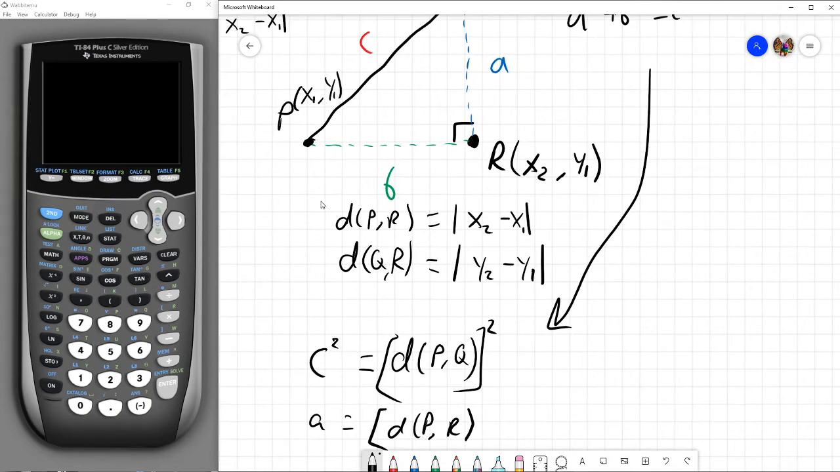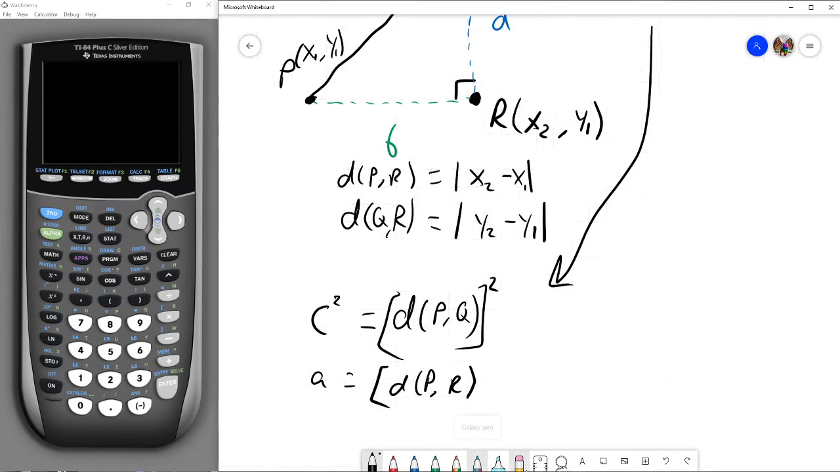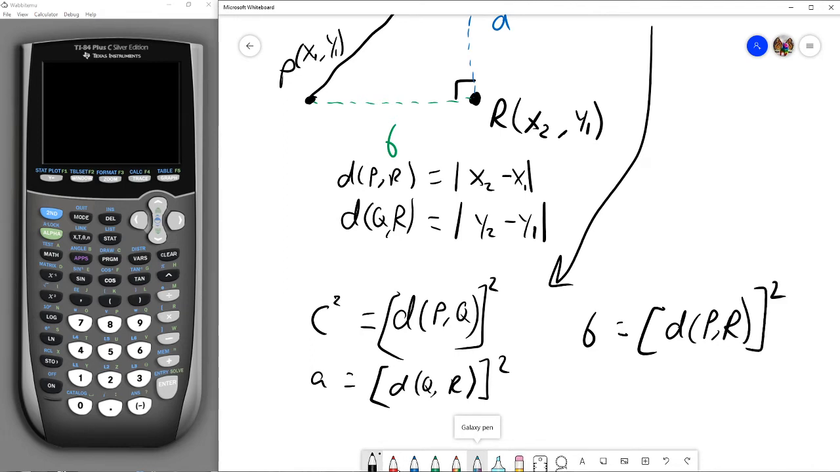What's here? A. No, that's Q to R. Oops, my bad. Let's see where it's at. Q to R. We can think of a as this quantity squared. And we can think of b as the quantity of the distance from P to R, that quantity squared.